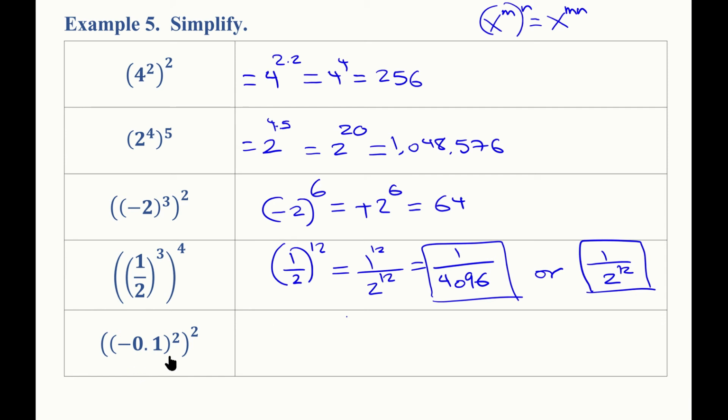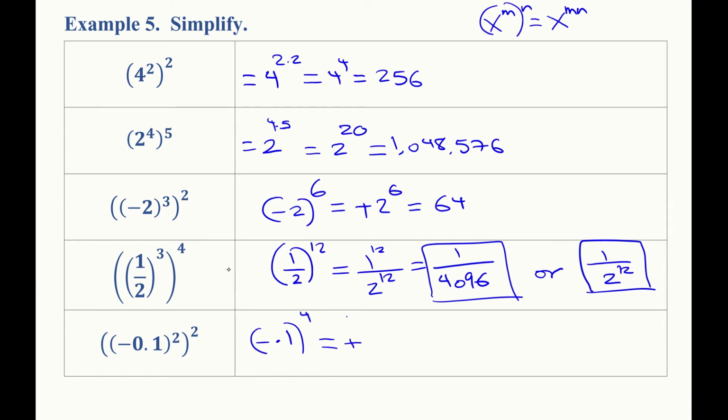All right, so here we have negative 0.1 squared squared. So that means negative 0.1 is our base. So we write that, and we multiply the two exponents, which are both 2's as well. So we get 2 times 2, which is 4. Now this, you should be able to do without a calculator. First of all, sign-wise, we know that we have an even power of a negative number. So we know the answer is going to be positive.